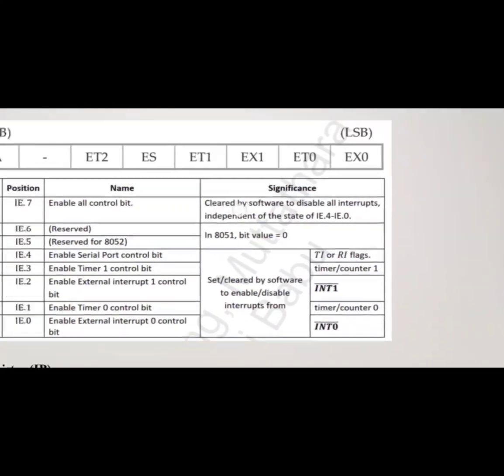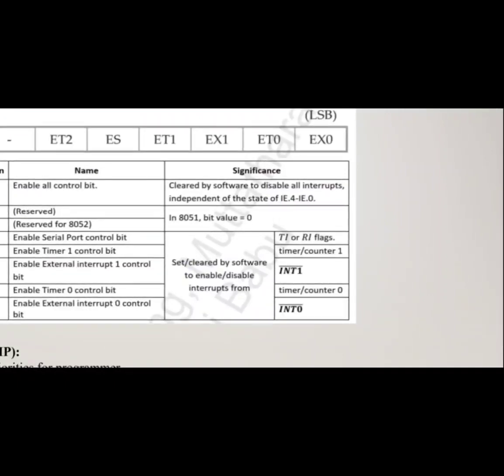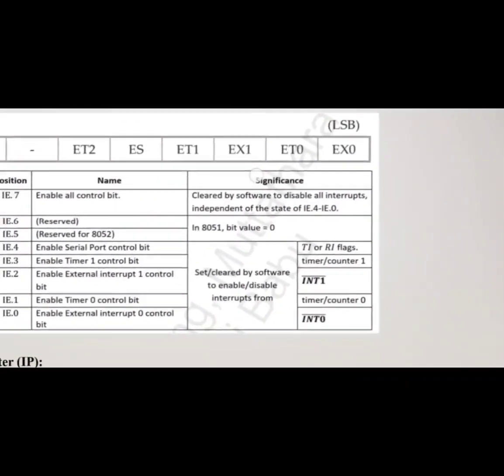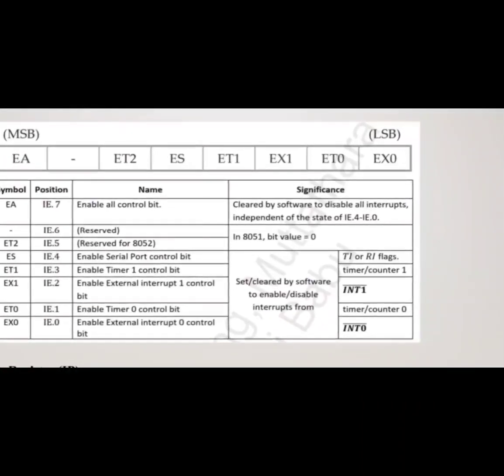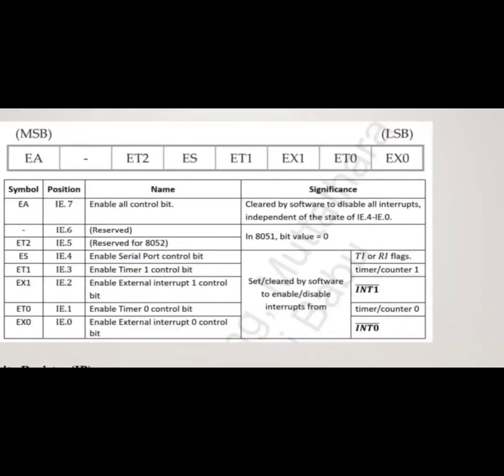E is enable. Here E4: enable external interrupt 0. This is enable timer 0. This is enable external interrupt 1. This is enable timer 1. And this is nothing but enable serial port control unit, ES. Then we have ET2, which is reserved, and we have EA.